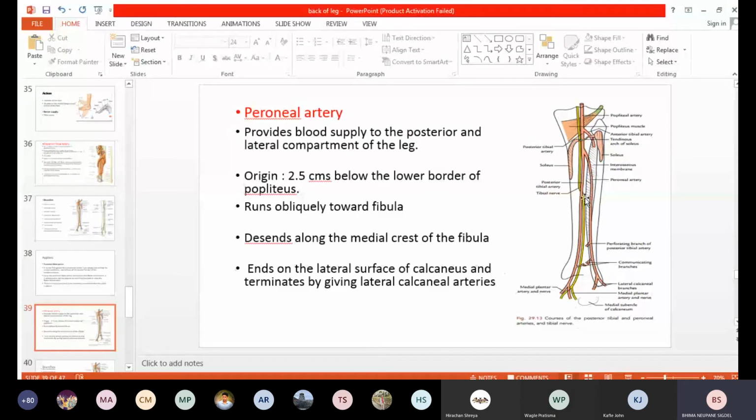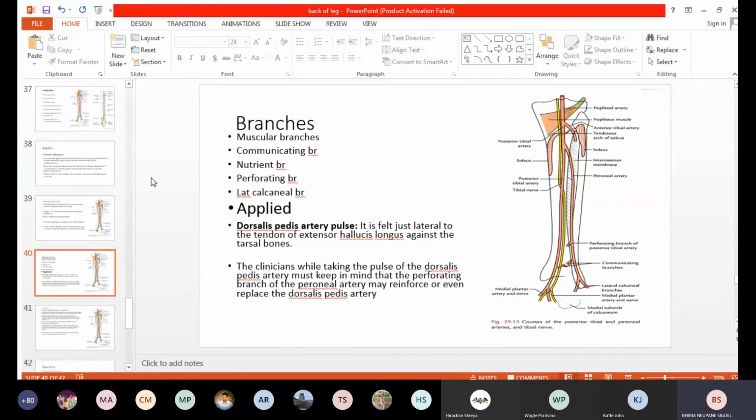Okay, and downward, this is the crest of the fibula. This is running along the crest of the fibula and ends on the lateral surface of the calcaneus, terminating by giving rise to the lateral calcaneal branches. Here you can see two lateral calcaneal branches. That is the terminal part of the peroneal artery. Now the branches: the muscular branches to supply the muscles of the lateral compartment, communicating branches to communicate with the similar branches of the posterior tibial artery, perforating branches, and the terminal branches, that is the lateral calcaneal branches.